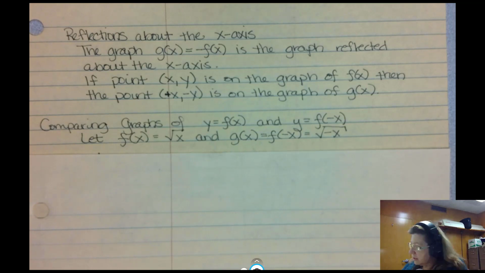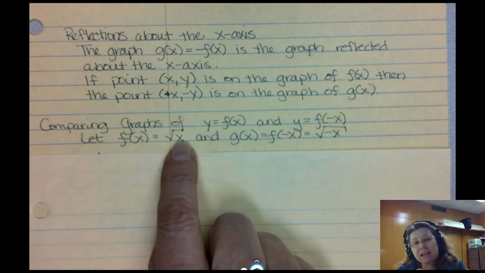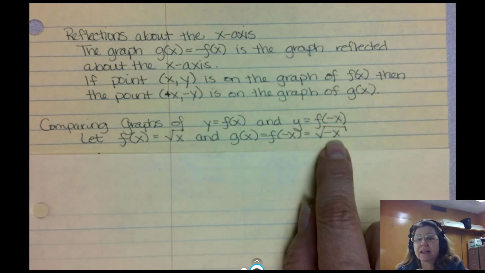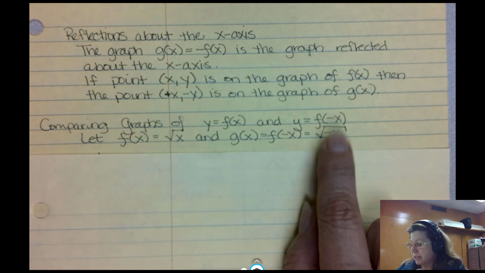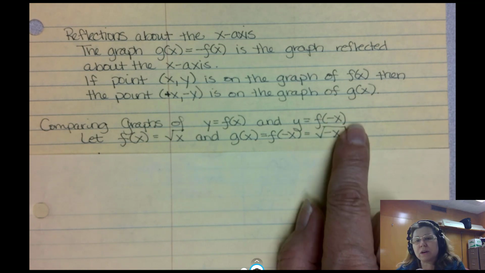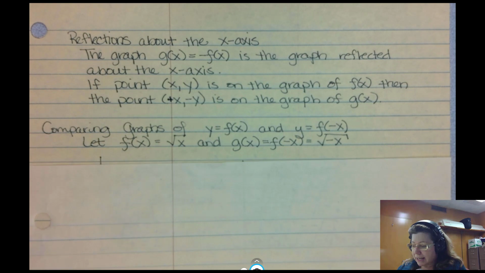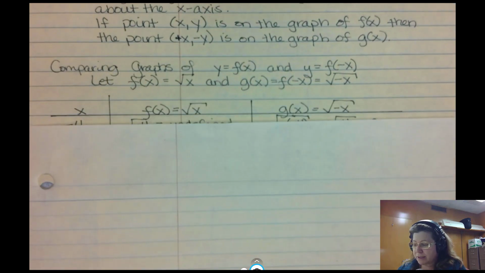Okay, and we're going to let g of x be the function f of negative x. So anywhere we see an x, we are going to put a negative x. So we become the square root of negative x. Now don't worry about this, that there's a negative inside the square root. We still have options here. So hang tight and let's take a look at some example values.